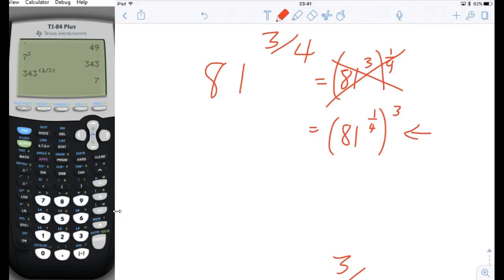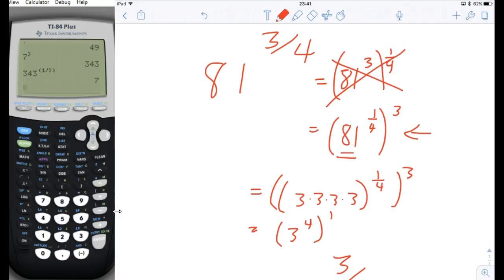Okay, but remember, if we express 81 as powers of 3, and we know that 81 is a power of 3 because we know that 81 is 9 times 9. 9 times 9 is 3 times 3 times 3 times 3, right? So we could express this as 3 times 3 times 3 times 3 to the 1/4 power to the 3rd, right? And 3 times 3 times 3 times 3 is actually 3 to the 4th. So actually we have 3 to the 4th to the 1/4 to the 3rd. And 3 to the 4th to the 1/4 is just 3, right? Because 4 times 1/4 is 1, times 3 is 3. So actually the answer to this is 3 cubed. 3 cubed is 3 times 3 times 3, which is 9 times 3, which is 27.